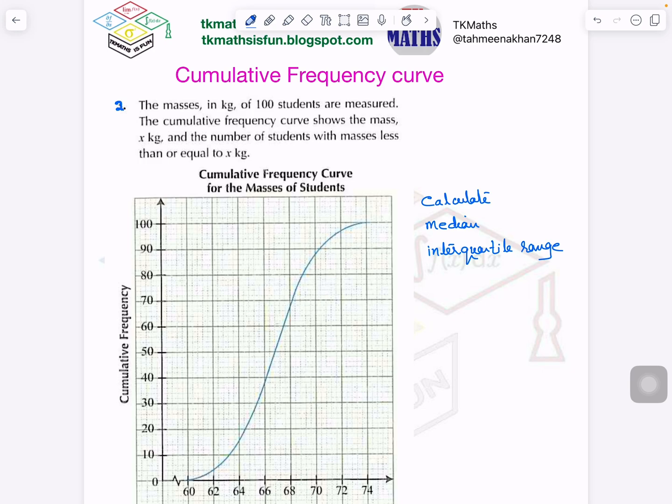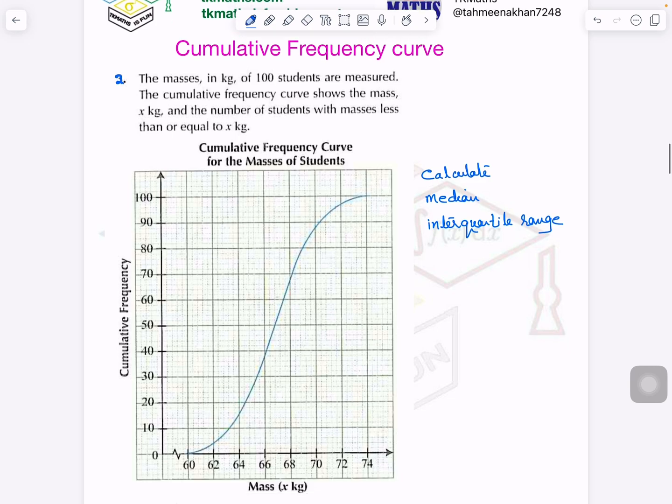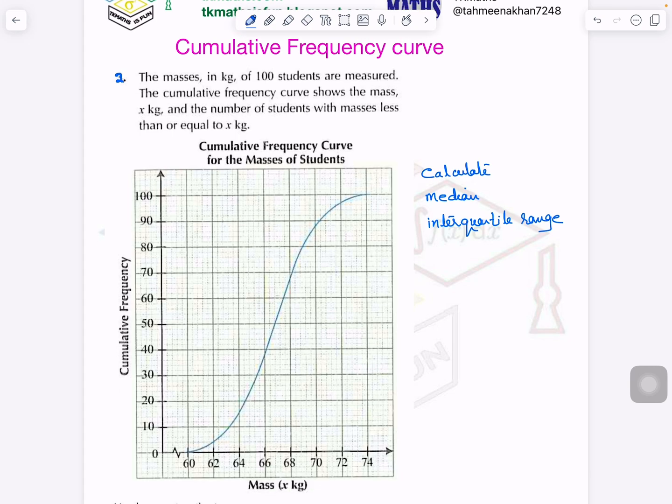In today's video, we will study the cumulative frequency curve. This is video number 2 on the same topic, and our focus is still on the concept. If a sketch of the cumulative frequency graph is given to you, how do you answer the questions? Basically, interpretation and reading of the curve. Later on, we will study how to sketch and plot it.